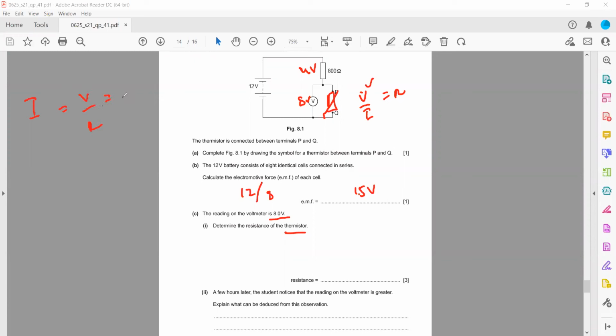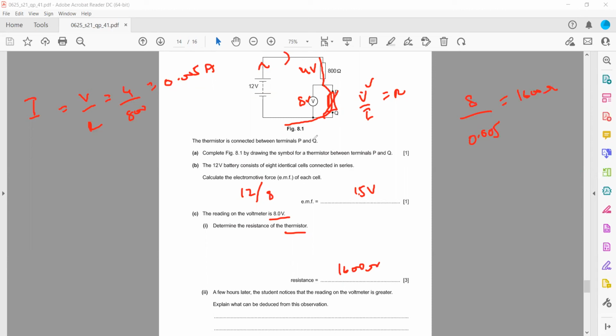So the voltage is 4 and the resistance is 800, so 4 divided by 800 will give us the current, which is 0.005 ampere. So the same 0.005 ampere is passing through each. So we have the current now, the voltage is 8 across the thermistor and the current is 0.005. So 8 divided by 0.005 gives 1600 ohm. So here 1600 ohm is the resistance.